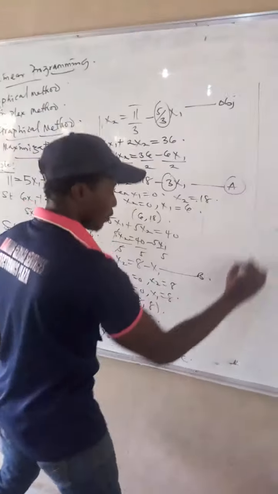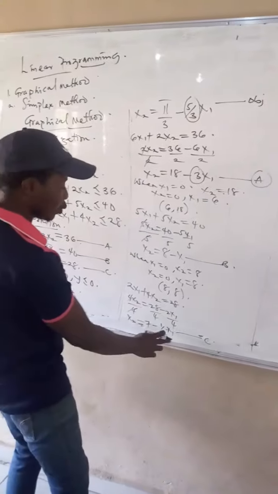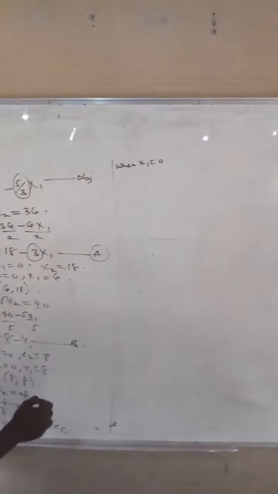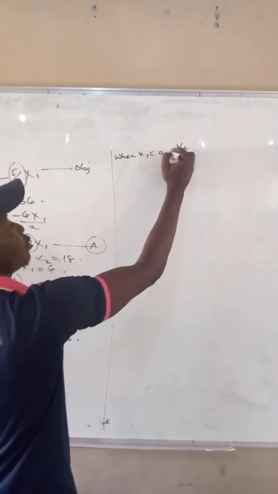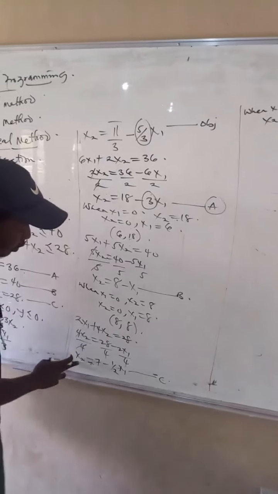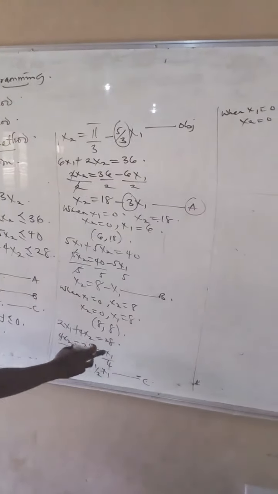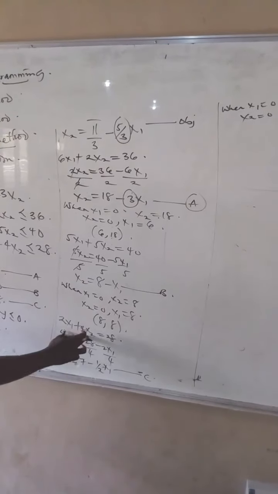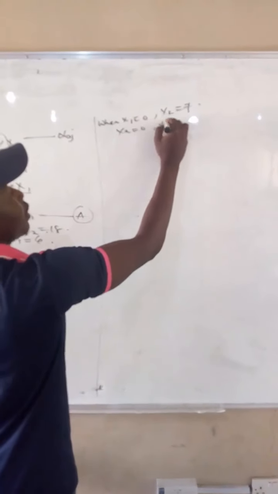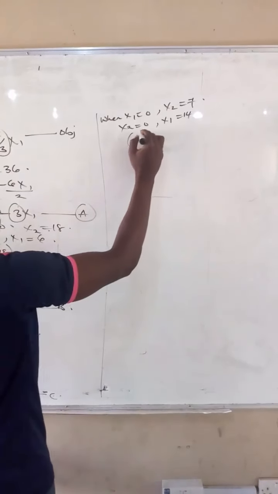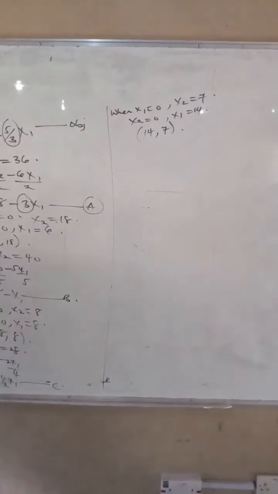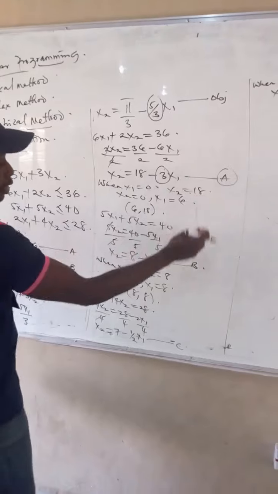Then you can continue to finish your workings by saying when x1 equals 0, what will be our x2? The x2 will equal 7. When x2 equals 0, you have 28 divided by 2, which gives 14. So x1 equals 14. So we have 14 and 7. This is coming from constraint C. So we have the constraints A, B, and C.